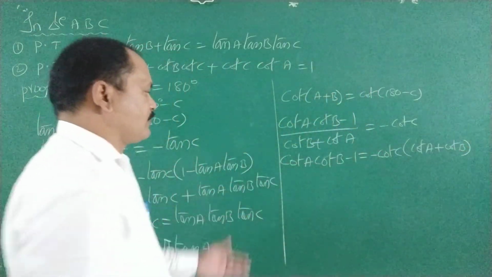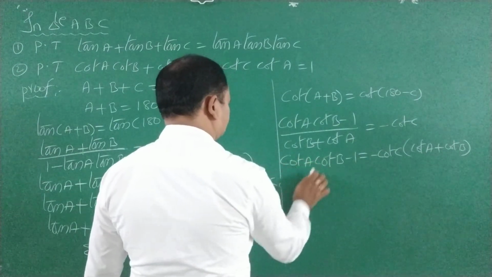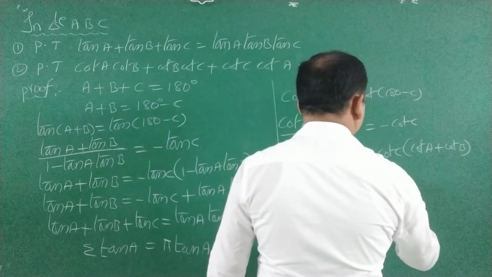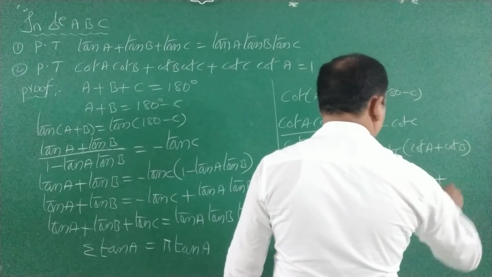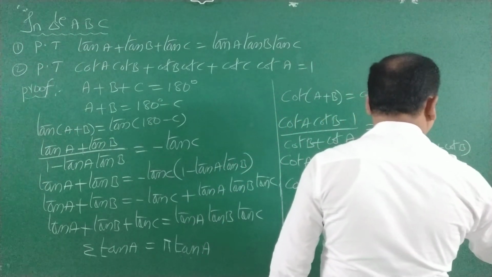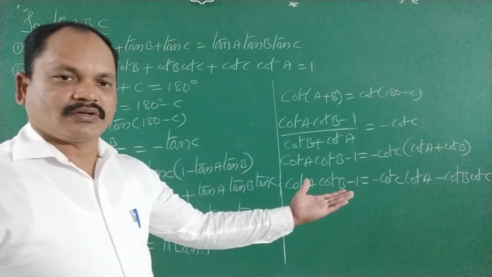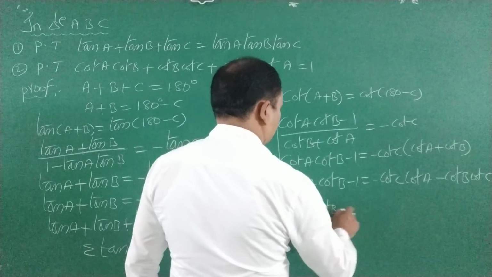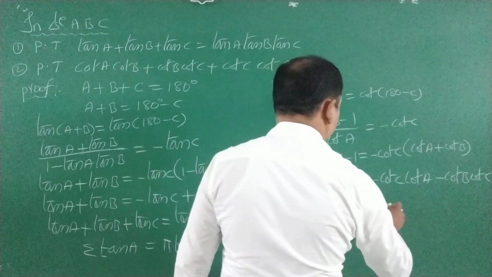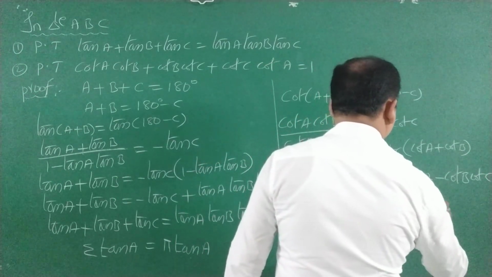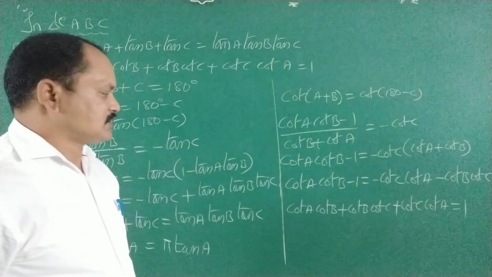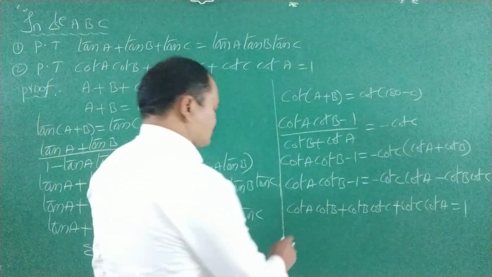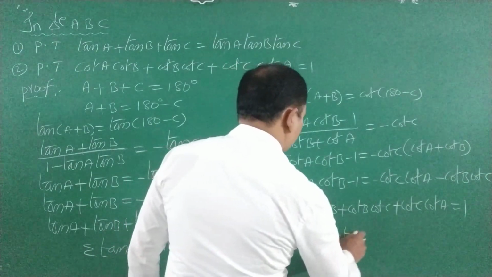Now, simplify this. Cot A cot B minus 1 is equal to minus cot C cot A minus cot B cot C. So, the negative terms, turn this side. Cot A cot B plus cot B cot C plus cot C cot A is equal to 1. So this sum of the product of these terms represents sigma. That's why sigma cot A cot B is equal to 1.